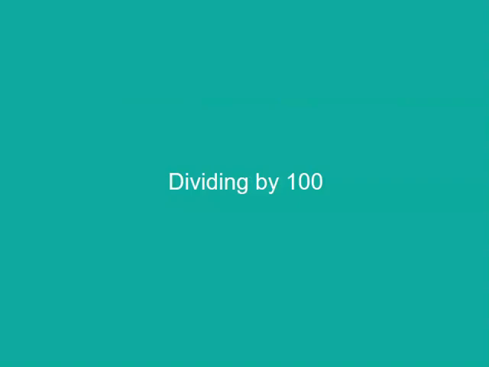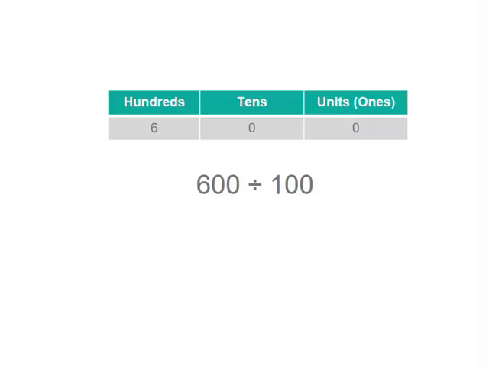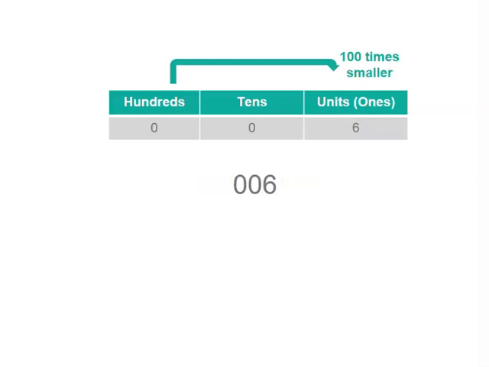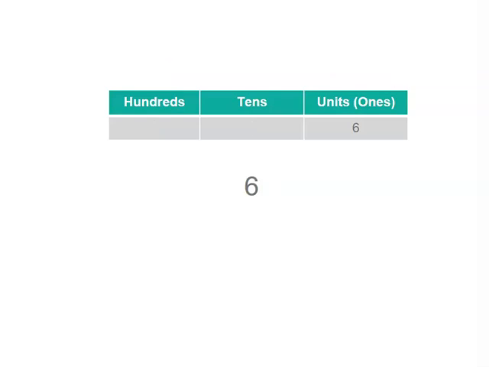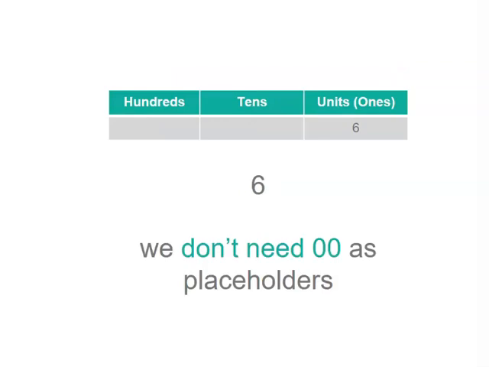Dividing by 100 is similar, but we need to move two columns to the right. So 600 divided by 100 makes 6, which is 100 times smaller. Now the 0 in the hundreds and the tens column are not telling us anything, so we can remove those, and we don't need those as placeholders.